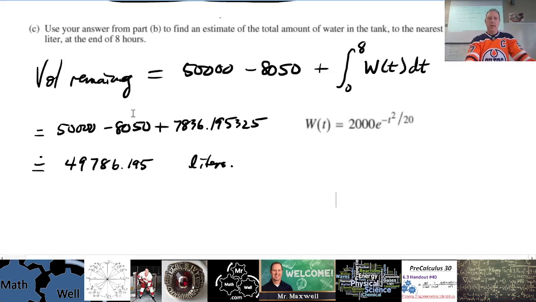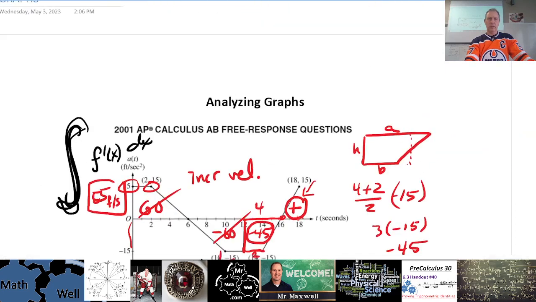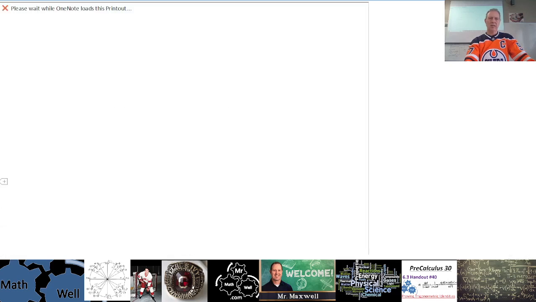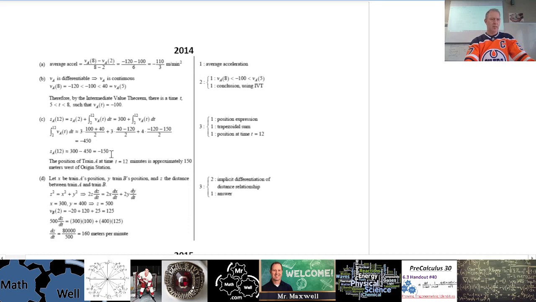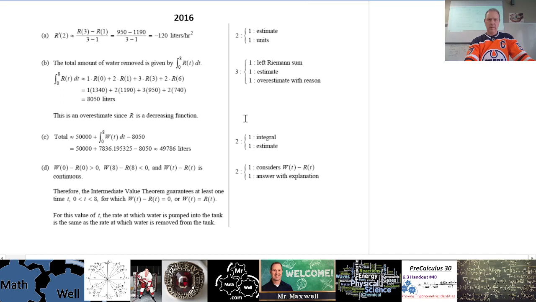Okay, so that should be your integral there. And when they say estimate, I think you can round it to the nearest liter. I see in the answer solution key here that they do have this rounded to the nearest liter there.